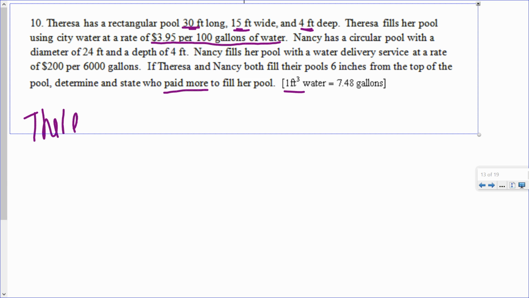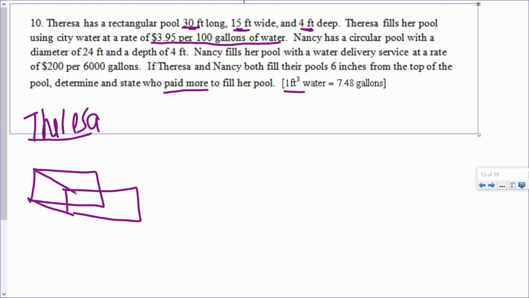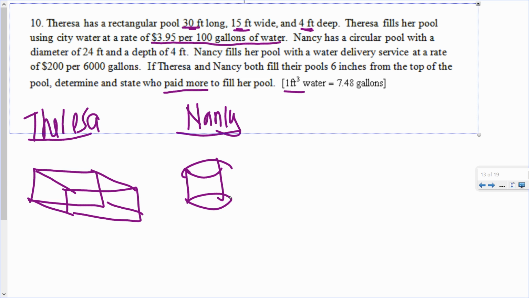Now a little twist here is, it says it's a rectangular pool, but a pool is not a rectangle. It's a three-dimensional object. A rectangle is two dimensions. So this rectangular pool is actually a rectangular prism. Now let's read the whole thing just in case there's any other little twists that come up. Nancy has a circular pool. Well, again, it's not really a circle. If it's a circular top, what it actually is, is a cylinder with a diameter of 24 feet and a depth of 4 feet. So again, everything's feet, which is good.